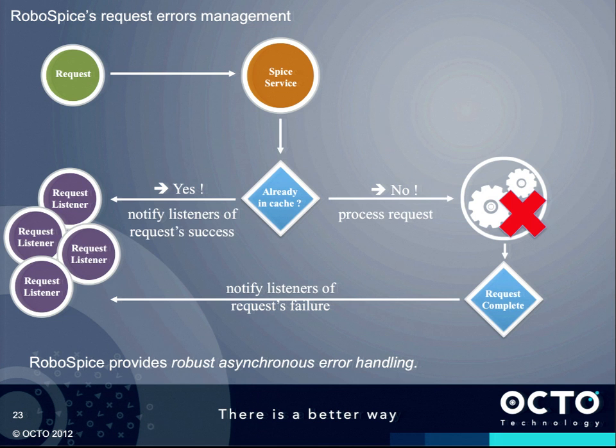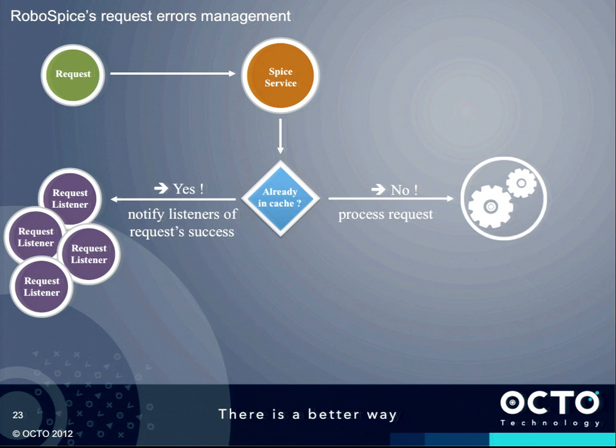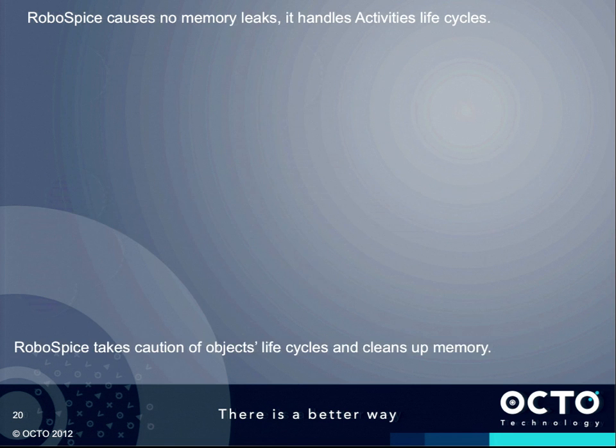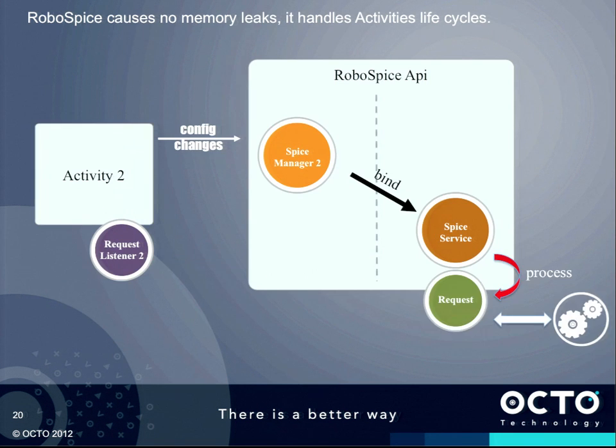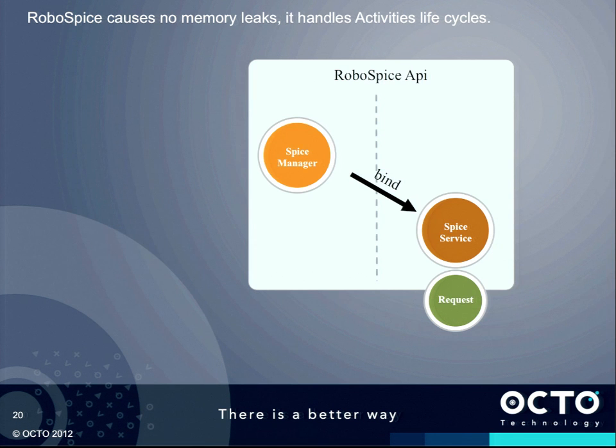Question, if we can go back a little bit. Sure, no problem. When you talked about the activity lifecycle integration, we had request 1 and request listener 1. Sure. And then the activity died, and we had request 2 and request listener 2. Yes. Magically, request listener 2 got the callback. In what way does the Spice service know to send the data to request listener 2?